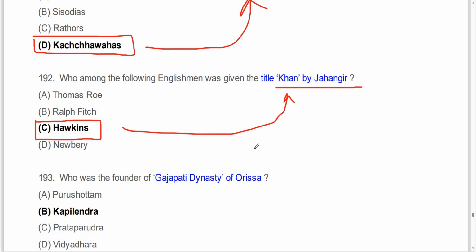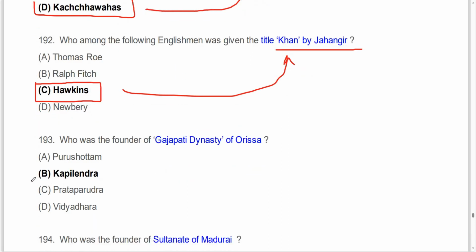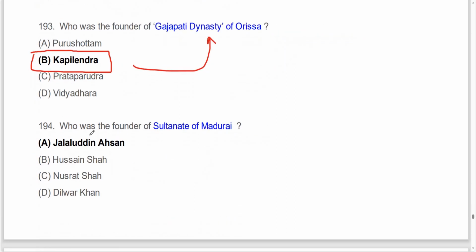Moving on to the next question, who was the founder of the Gajapati dynasty of Orissa? Kapilendra was the founder of the Gajapati dynasty of Orissa. Hawkins was the Englishman given the title Khan by Jahangir, the Mughal Emperor.